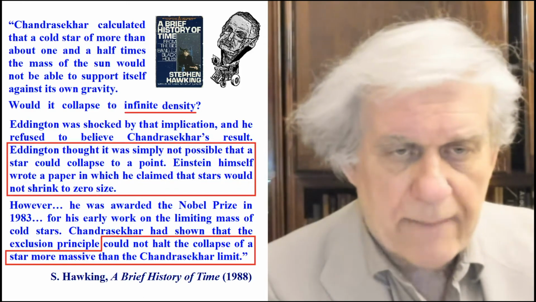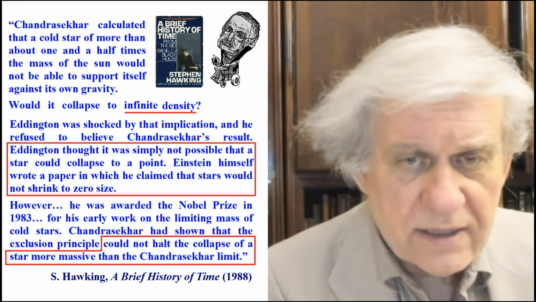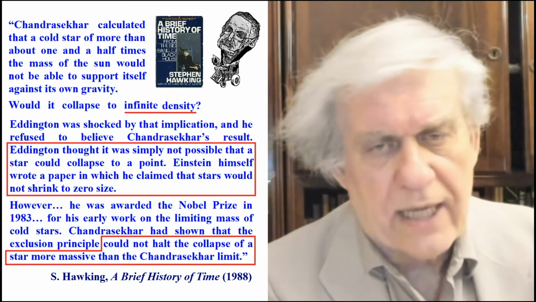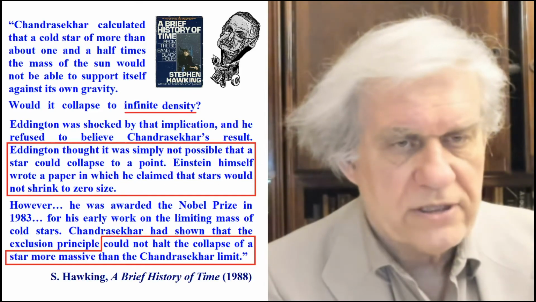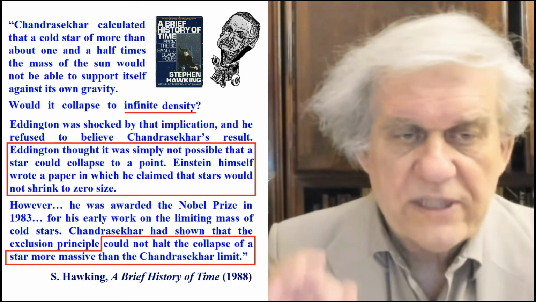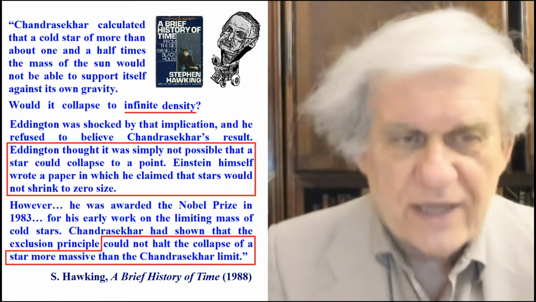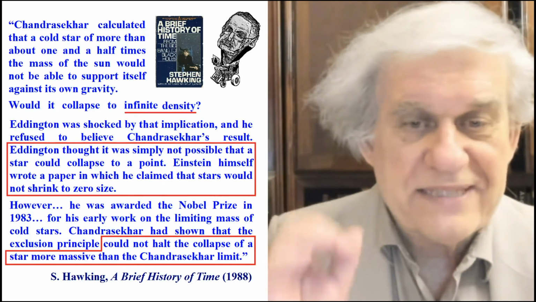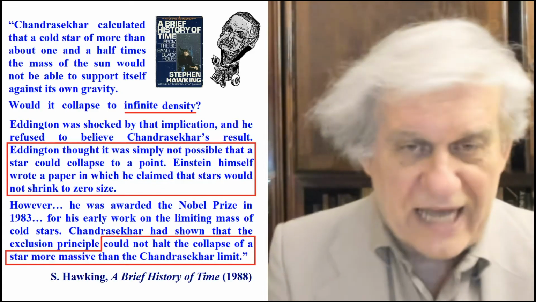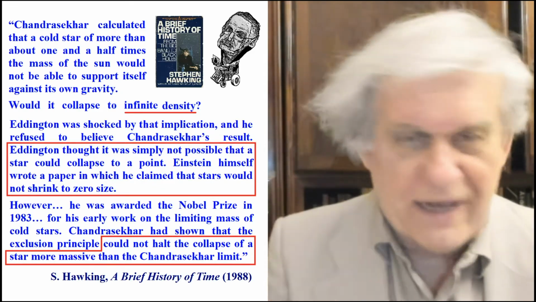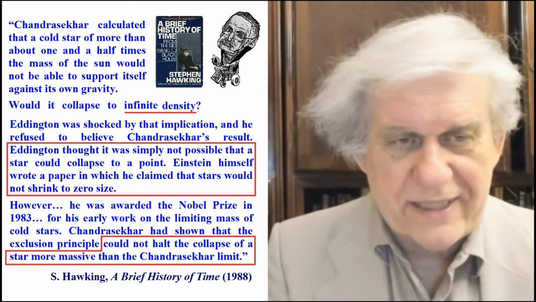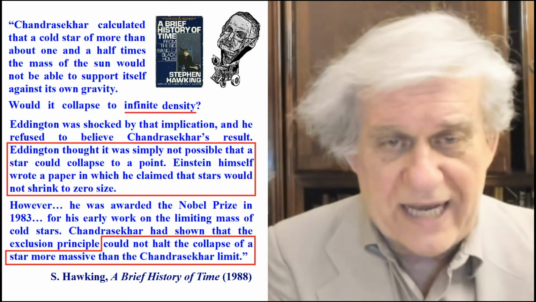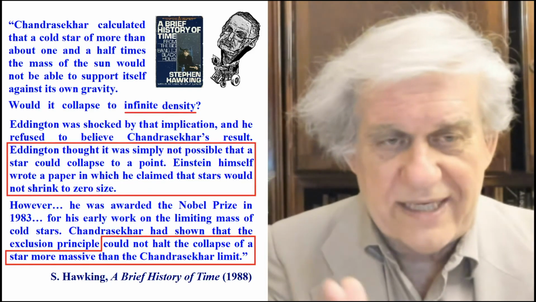Eddington thought it was simply not possible that a star could collapse to what? To a point. What was a point in geometry? A non-dimensional location. That's what a point is, okay? Einstein himself wrote a paper in which he claimed that stars would not shrink to zero size. What did Einstein say? That it was not possible for a star to shrink to zero size, no radius, no diameter, no circumference. I hope that's clear. I mean, people then say, no, they never said that. Here you have it. Everybody's talking about zero size, infinite density, etc.